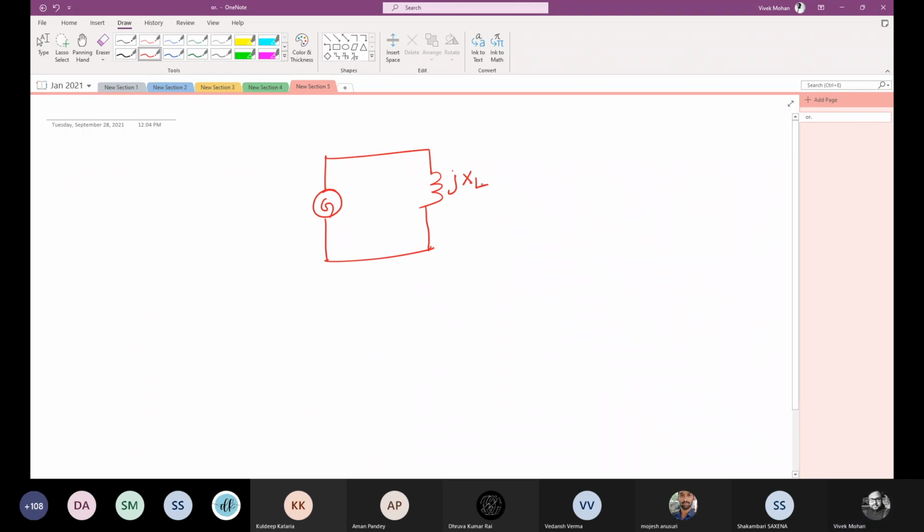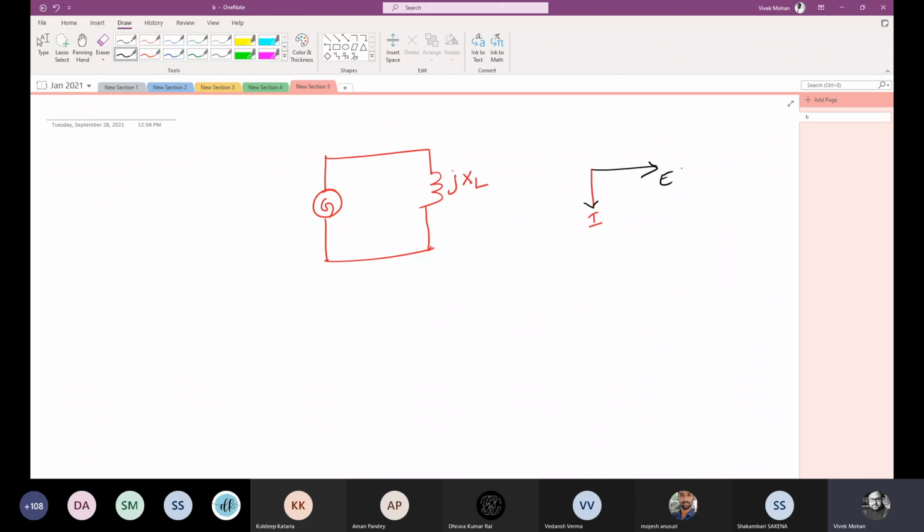How will I draw my waveform in this case? This circuit is identical to the resistive circuit, except that the resistor is now replaced by a reactor. That's all. As a result, the current lags. Suppose my current is this. I'm drawing like this. My current lags the voltage.